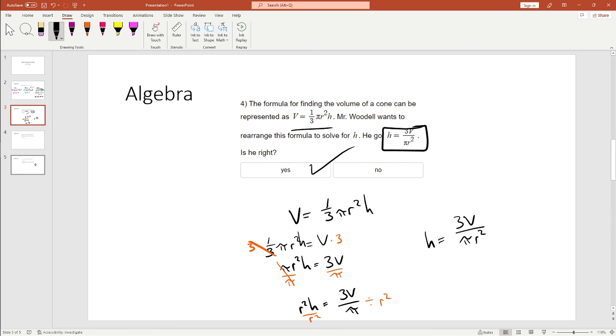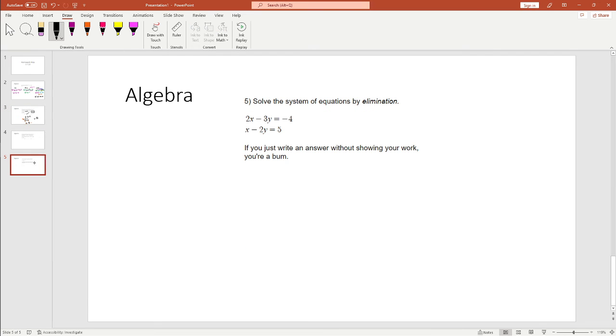Good job, Mr. Woodell. And lastly, solve the system of equations by elimination. And I just put this little disclaimer here. I want you to show your work because I know a lot of you guys just use your calculator. So make sure you're not a bum and actually do it.